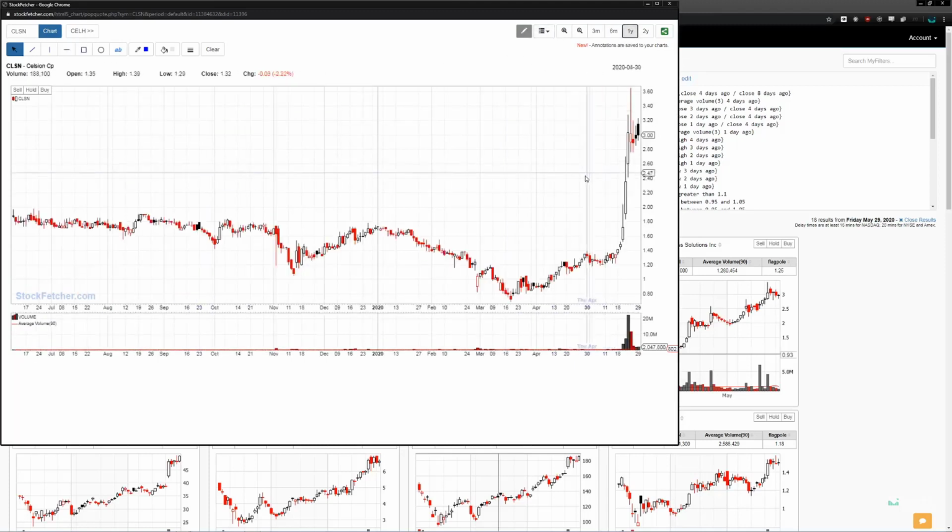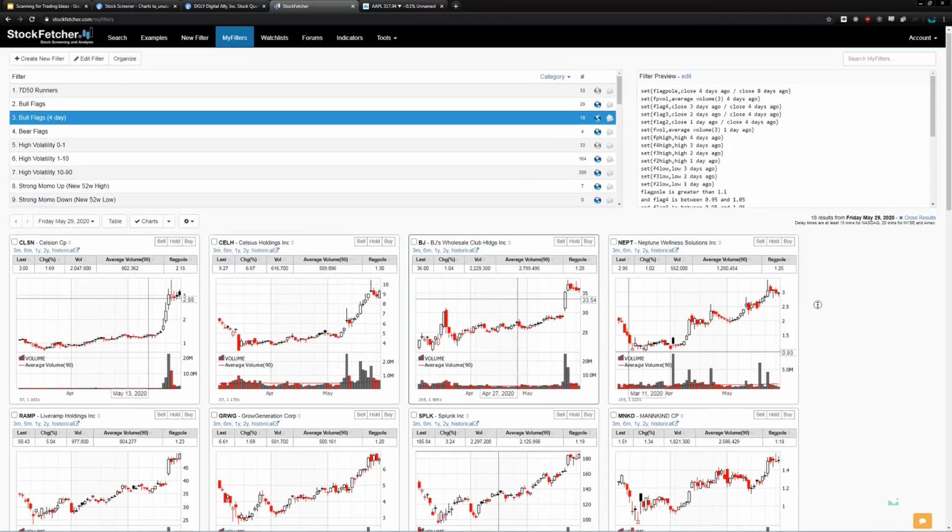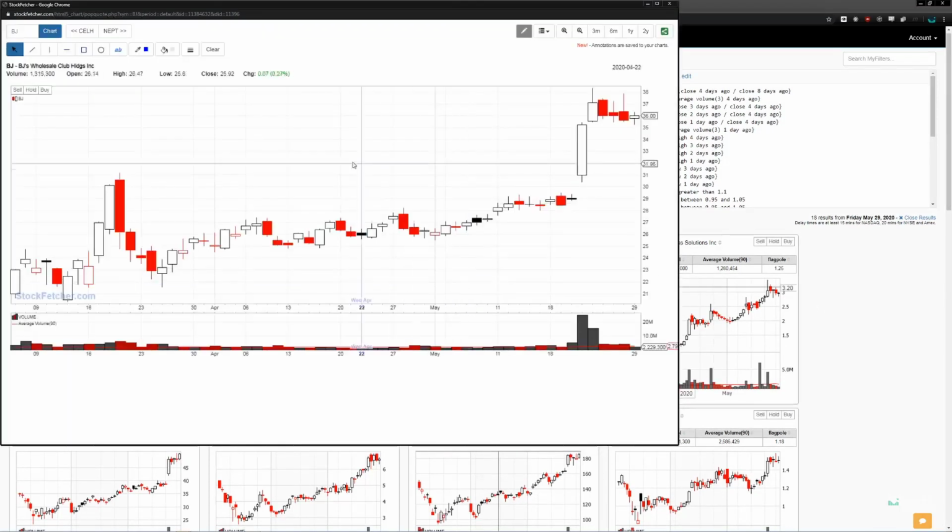Let's see if I can zoom out a little bit. It seems like there's still people buying it in the $2.80 to $3 range, which is why it keeps holding up. So that's what a bull flag looks like. And this is a bullish pattern, which is pretty common in day trading and short-term swing trading. So you can see it again here on BJ.